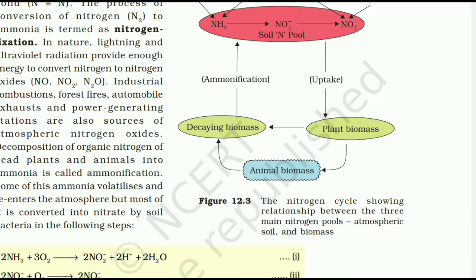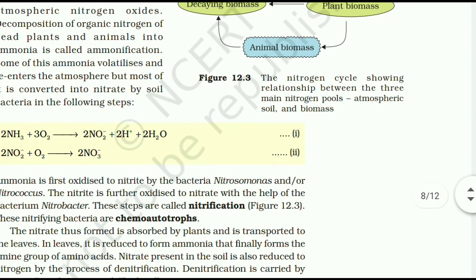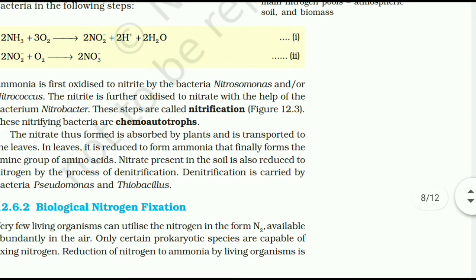Decomposition of organic nitrogen in dead plants and animals into ammonia is called ammonification. Some of this ammonia volatilizes and re-enters the atmosphere, but most of it is converted into nitrate by soil bacteria in the following steps. Ammonia is first oxidized to nitrite by the bacteria Nitrosomonas and/or Nitrococcus. The nitrite is further oxidized to nitrate with the help of the bacteria Nitrobacter. These steps are called nitrification. These nitrifying bacteria are chemoautotrophs.